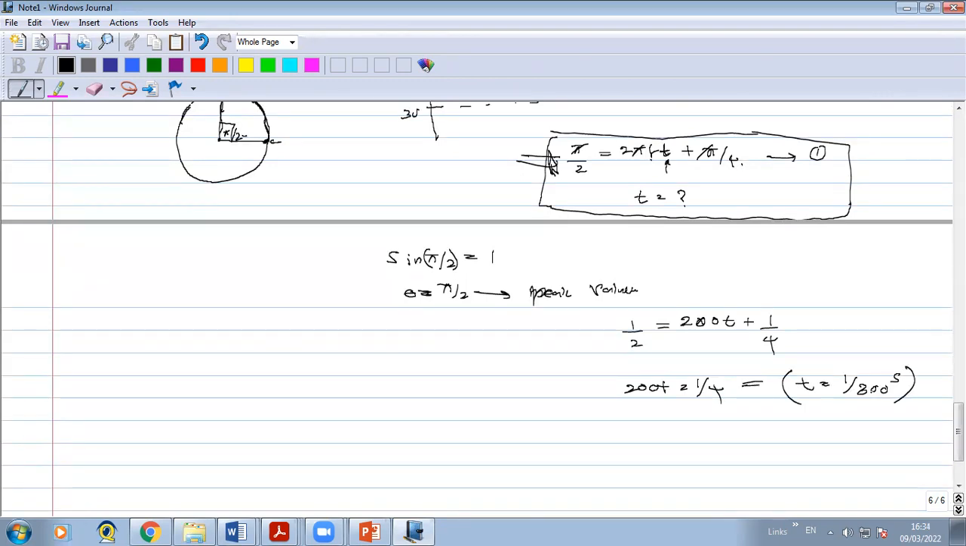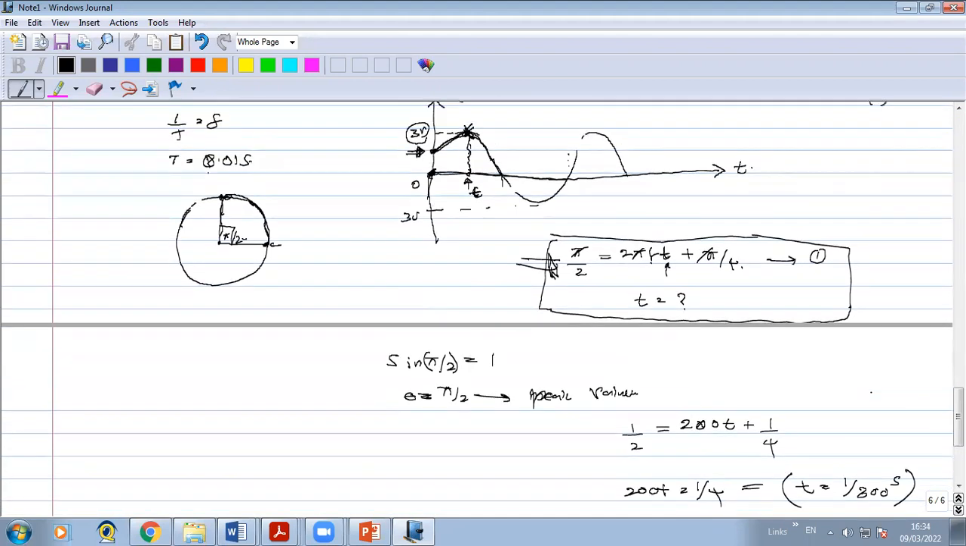What is 1 by 800? What is this value? Can someone tell? Please use a calculator and do this. What is the value here? It is 0.003. So this point will be 0.003. And what is this point? Can someone use the same logic and find this value? How can we find this value?